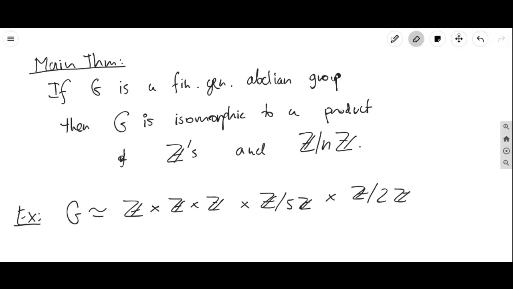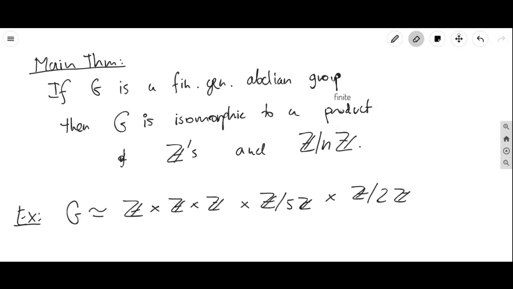It's a product, a finite product, maybe we should say. A finite product of those. So the group is isomorphic to this kind of product. So this is like a classification theorem for abelian groups. Such a classification theorem does not exist for groups in general, but it does exist for abelian groups.